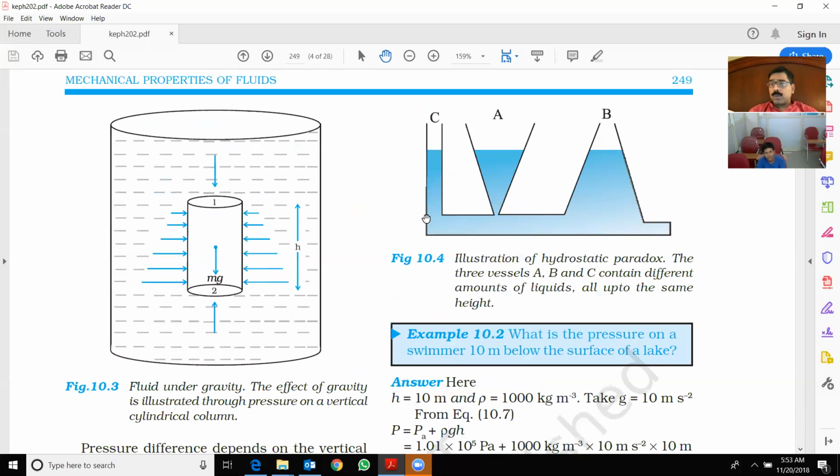So why is it rising to the same level? Because the volume here is different, the total amount, right? Yes, sir. But how is it going up to the same level?